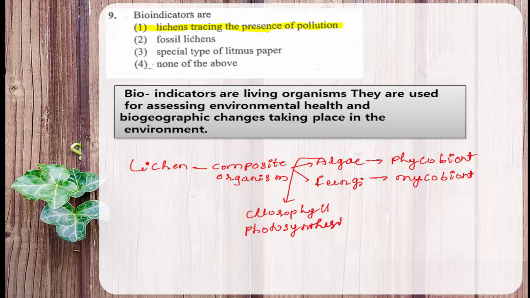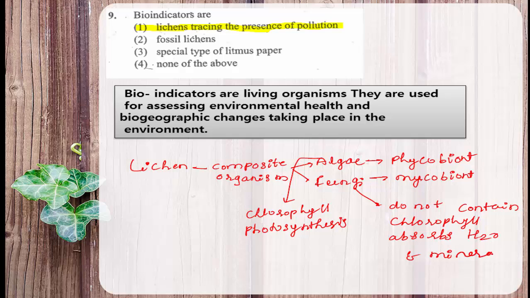photosynthesis. But fungi do not contain chlorophyll. The fungi are non-chlorophyllous, but they absorb water and minerals. Water and minerals are absorbed by the fungi, whereas algae carry out the photosynthesis.